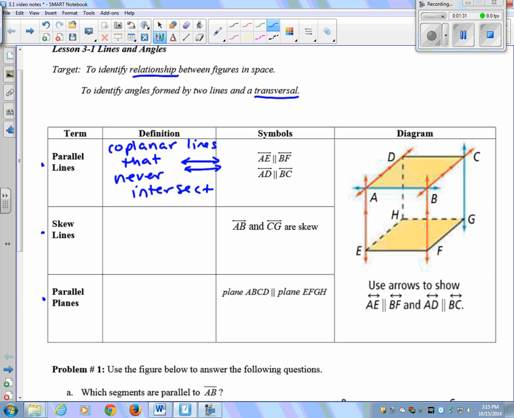That's called parallel. The symbol for parallel is this. They are like two parallel lines, and they mean parallel. So this would be read, line AE is parallel to line BF.